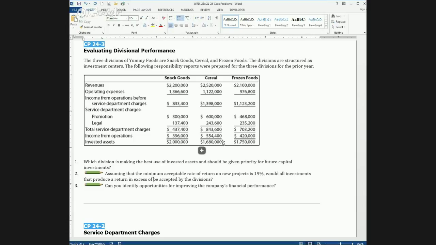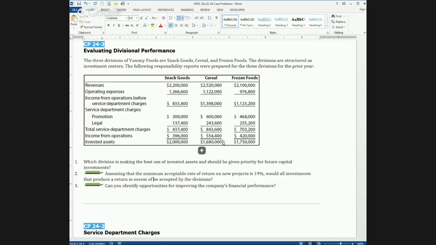If it accepted a project that was only 19%, this is upwards of close to 30% here. If the division accepted a project that was less than 30%, it would bring its return on invested assets down or show a declining trend. Would that be something that the manager would invest in? Okay, that's the hint on question number 2.